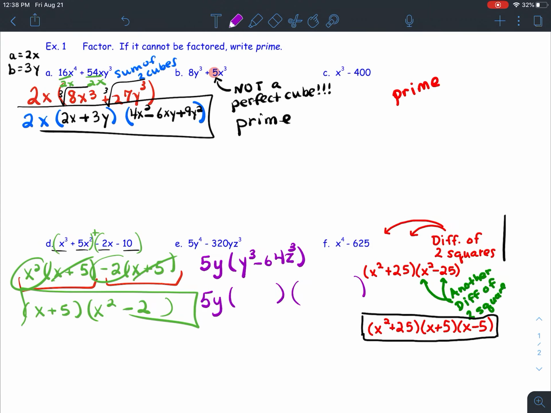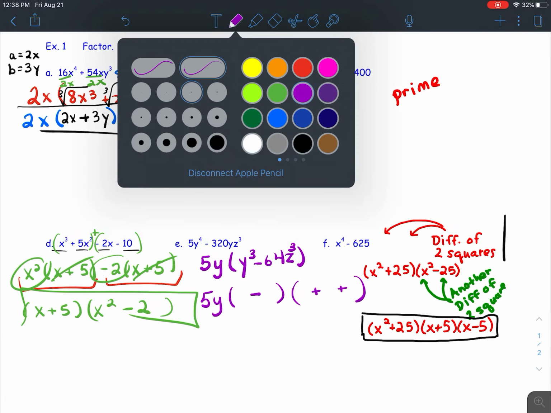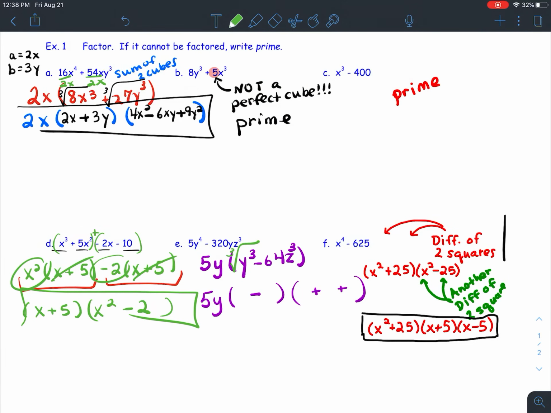So I'm going to go ahead and keep the 5y there. I'm going to make space here for a binomial and a trinomial. I'm going to use my SOAP acronym: same, opposite, always positive. I'm going to do the cubic root of my first term, write that off to the side, call that A. I'm going to do the cubic root of the second term, write that off to the side. That's going to be 4z, my B. And then I'm going to fill in what I said A was, which is y. Fill in what B is, that's 4z.